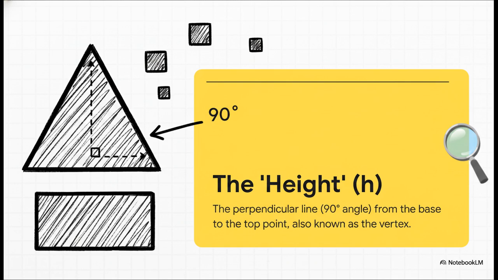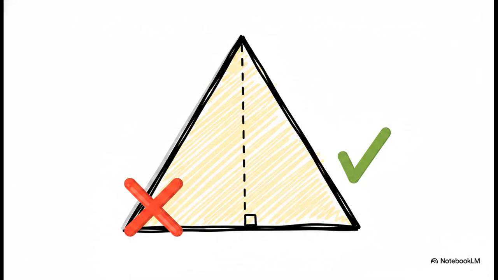That means it has to make a perfect 90-degree angle with the base. Think of it like a flagpole standing straight up from the ground. It's not leaning, it's going straight from the base to the tippy-top point. Yeah, check this out. A lot of times, a math problem will throw in the length of the slanted side just to trip you up. That's the trap. You have to learn to ignore that number. For finding the area, the only thing that matters is that straight up and down 90-degree height.